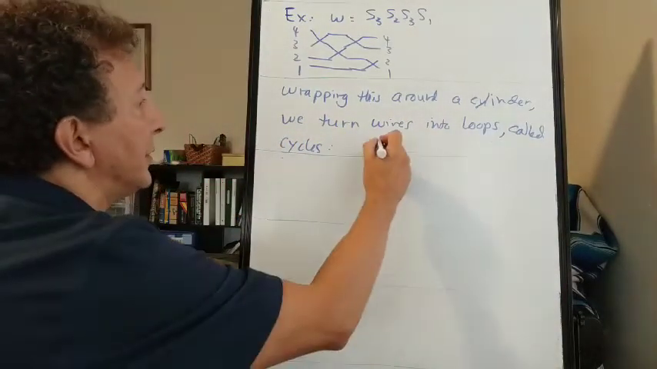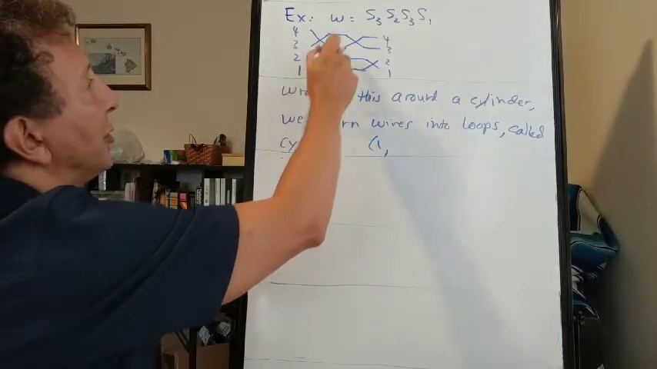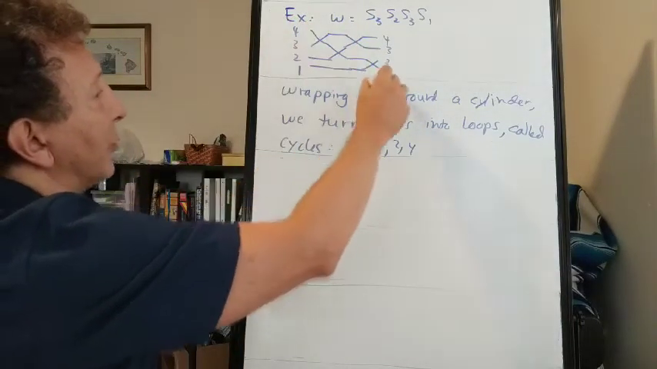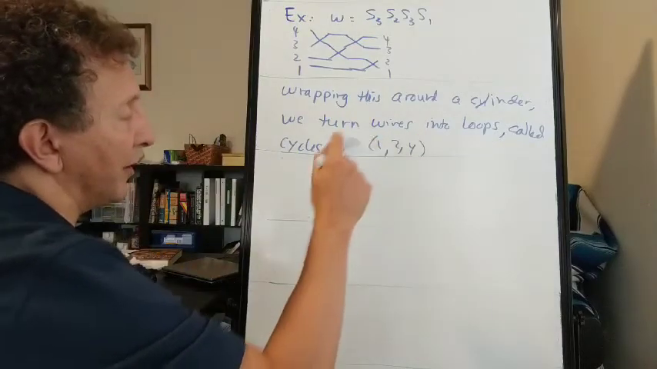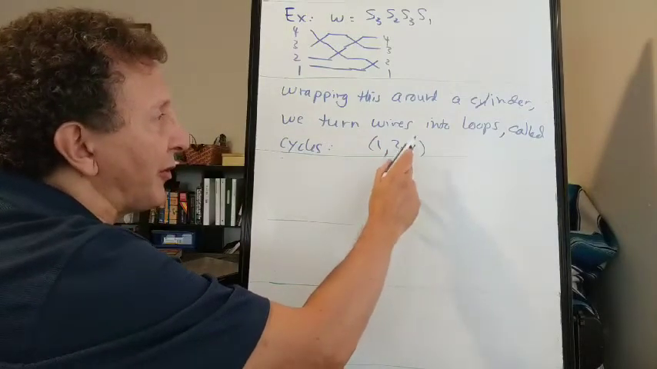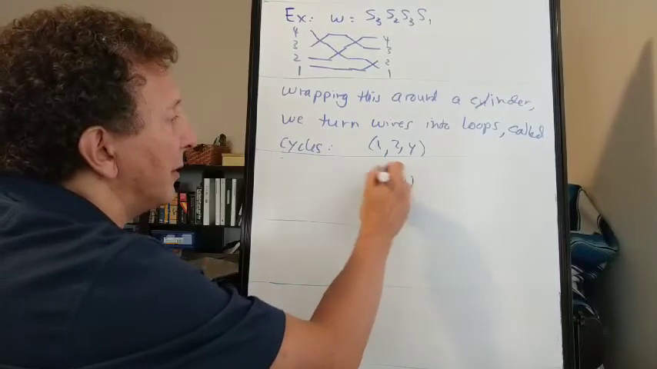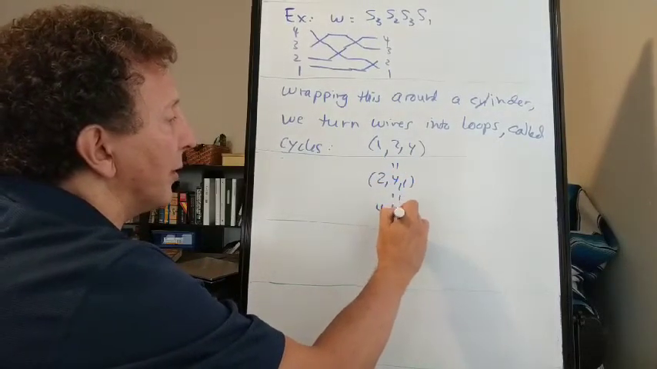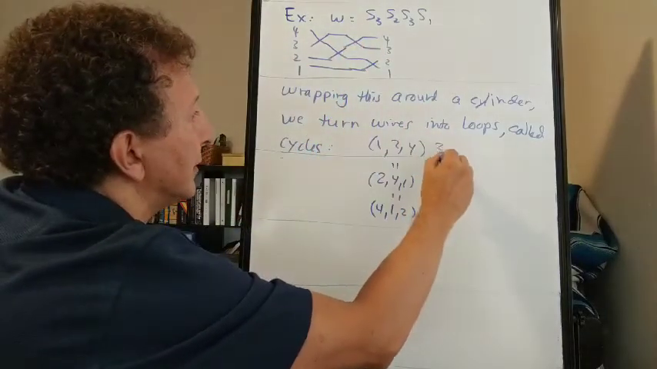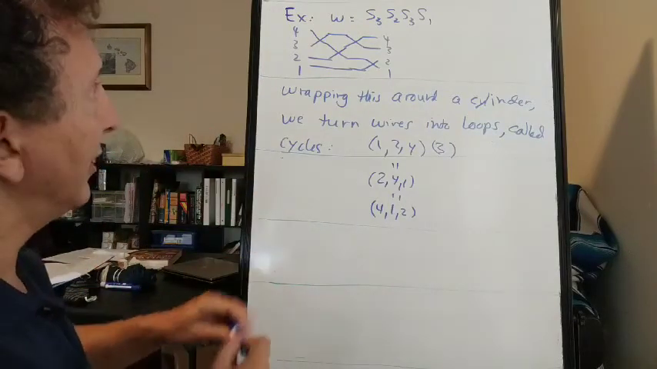So in this case, 1 goes to 2, and then it wraps around, and 2 goes to 4. We wrap around, 4 goes back to 1. So we've got this loop 1, 2, 4, which we write in parentheses like this, and it's understood that the last letter goes back to the first. We could also write this 2, 4, 1, or 4, 1, 2. And then 3 goes to 3. So we have these two cycles, these two loops, if we wrap that around the cylinder.